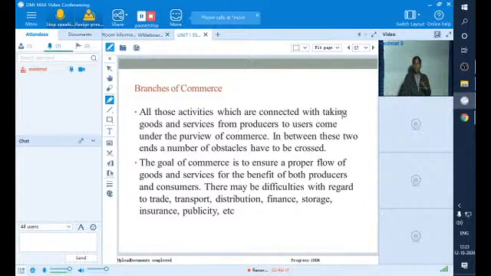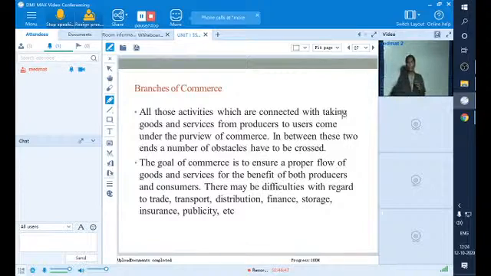The goal of commerce is what? We need to ensure a proper flow of goods and services for the benefit of both the producers as well as the consumers. For what purpose am I going for commerce? To ensure whether the flow of goods to the customers or end users is very good, and whether I am getting the things from the customers and end users. So here the goal is to ensure the proper flow of goods and services.